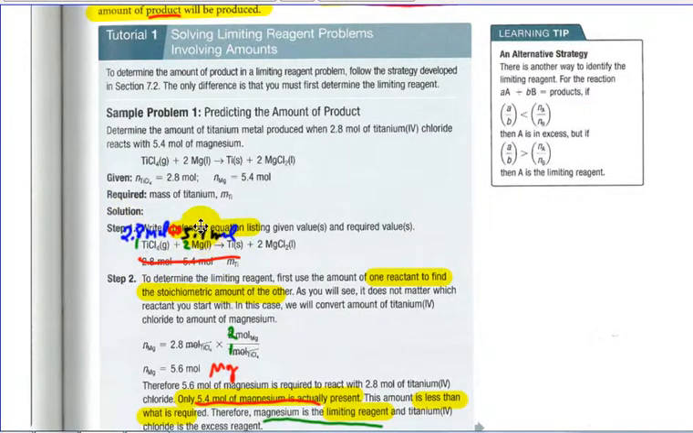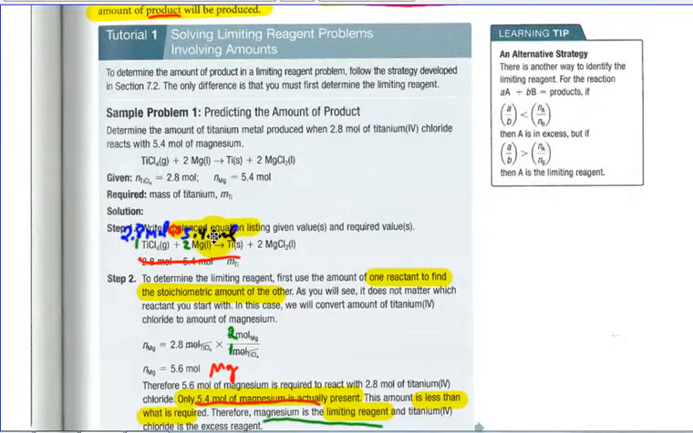So we start with one of these. The example here just chose to start off with 2.8 moles of titanium tetrachloride to see how much magnesium would be required. Or you could have done it vice versa. You could have started with this and figured out how much of this you need. It doesn't really matter. So 2.8 moles of titanium tetrachloride, and according to the mole ratio here, 1 mole requires 2 moles. So if I have 2.8 moles of titanium tetrachloride, I need 5.6 moles of magnesium. Do I have 5.6? No, I don't have enough. I only have 5.4 moles of magnesium.